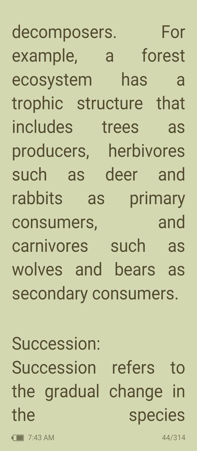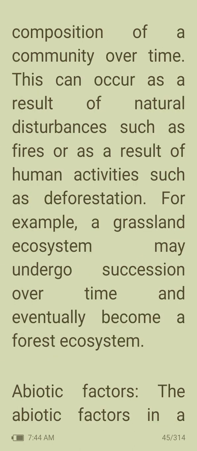Succession refers to the gradual change in the species composition of a community over time. This can occur as a result of natural disturbances such as fires or as a result of human activities such as deforestation. For example, a grassland ecosystem may undergo succession over time and eventually become a forest ecosystem.